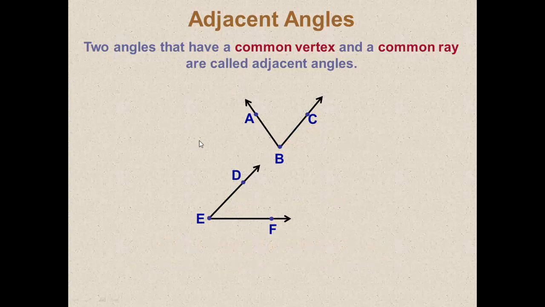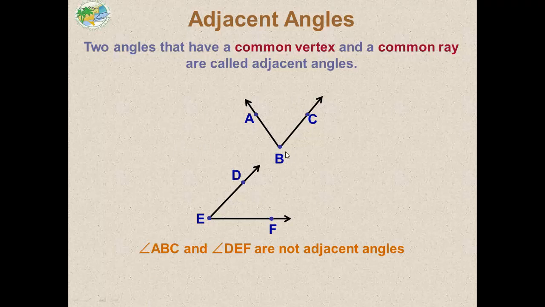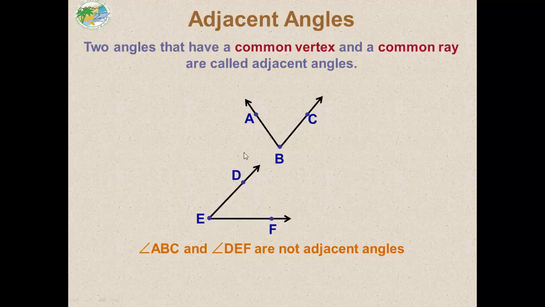Now, ABC and DEF are not adjacent angles. Why are they not adjacent angles? They don't have a common vertex and a common ray. They should have a common vertex and common ray to be called adjacent angles. But these two angles don't have a common vertex and common ray, so they are not adjacent angles.